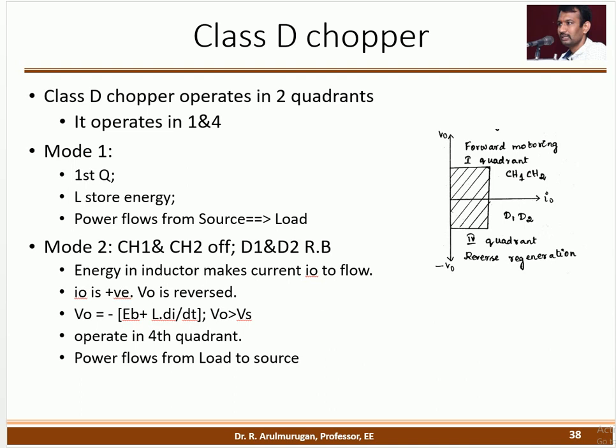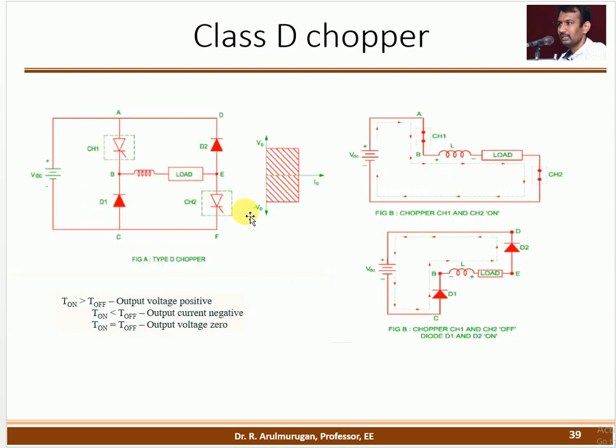So see the circuit diagram. Mode 1 is the left one and mode 2 is the right one. In mode 1, CH1 and CH2, both switches, are closed. So the current flows like that, and it is forward motoring. During this condition, the inductance and the load both get energy from the source. So it is forward motoring, a buck converter, and the load consumes the energy.